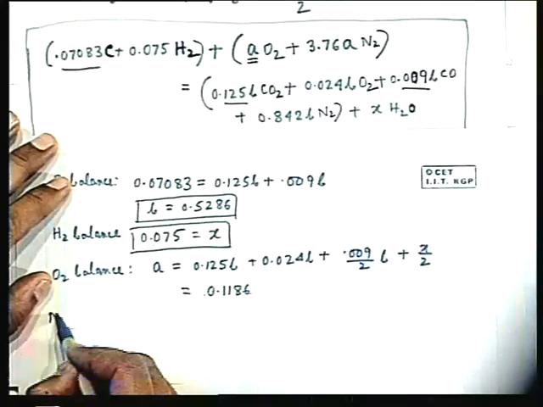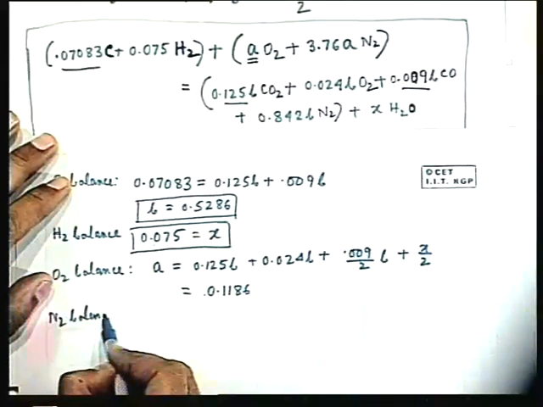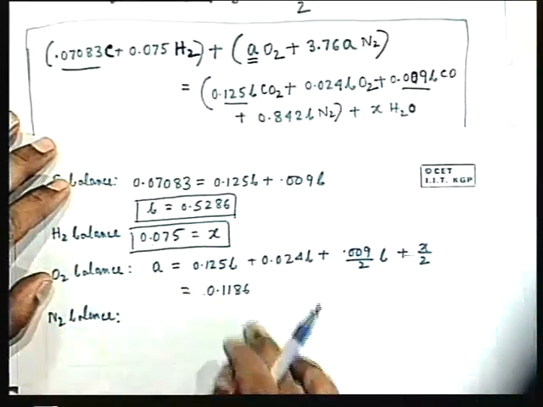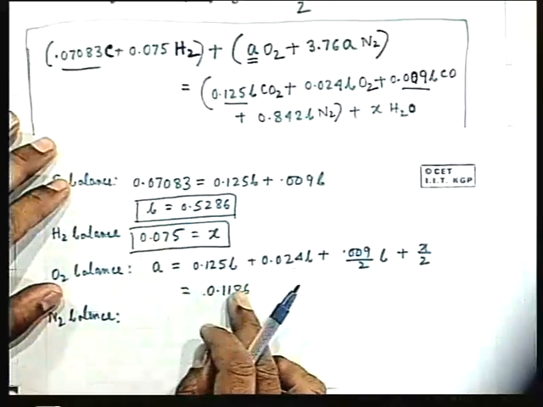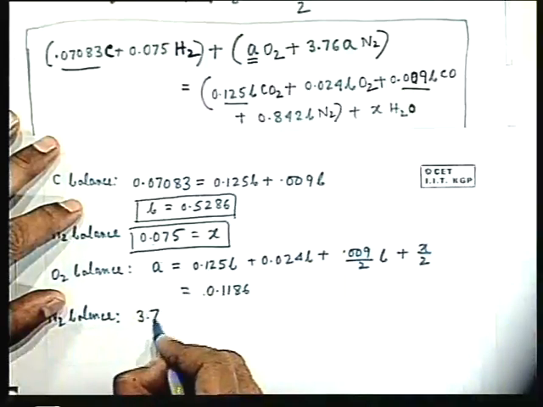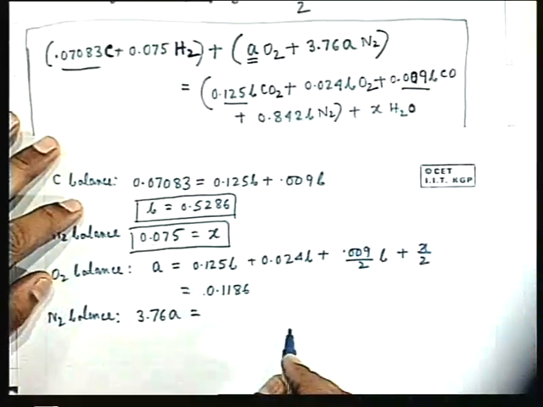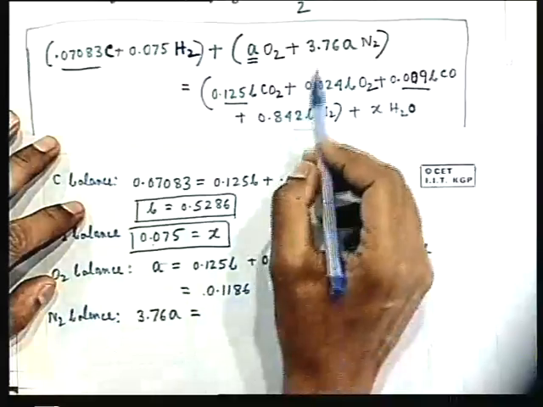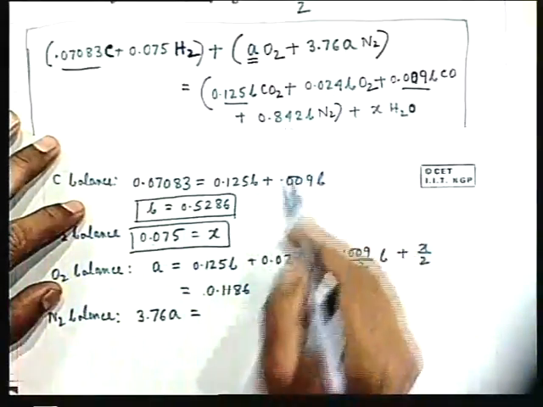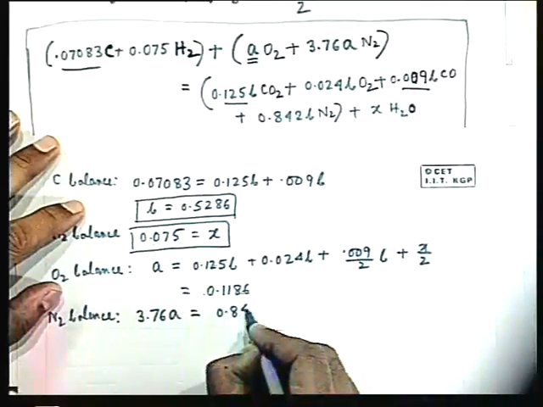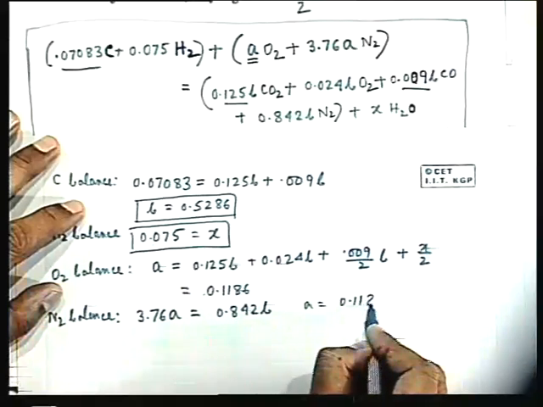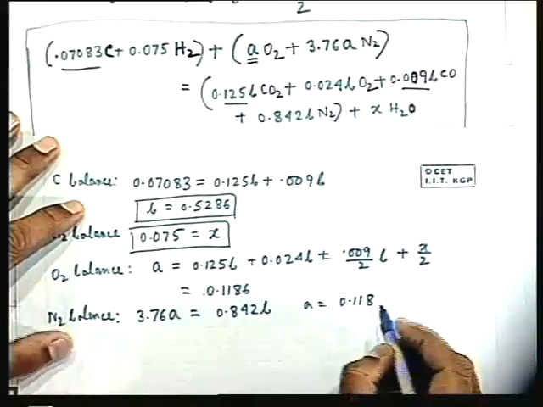You may ask, sir, why don't you make the nitrogen balance? The problem should be well posed in such a way that even if you use the nitrogen balance, it should not disturb the results, because everything is found out. If you make a nitrogen balance, you will get 3.76 A equal to 0.842 B, and if you put this value of B, this also gives 0.1186. So this will be a redundant equation in the sense that the balance is automatically maintained.